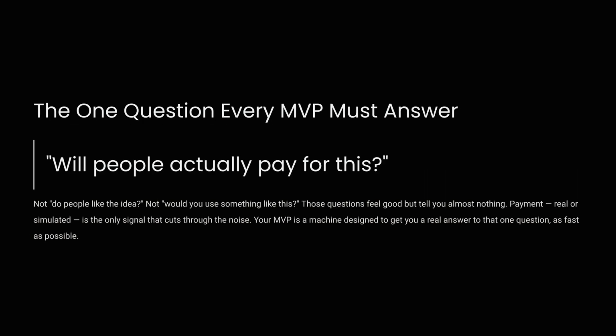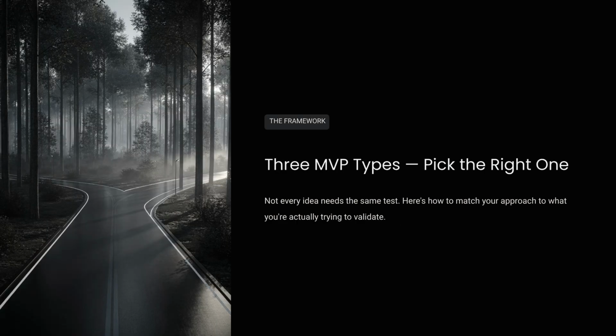The one question every MVP must answer is, will people actually pay for this? Payment, real or simulated, is the only signal that cuts through the noise. Your MVP should aim to get a real answer to that question as fast as possible. Not every idea needs the same test. We'll explore 3 MVP types and show you how to match your approach to what you're actually trying to validate.